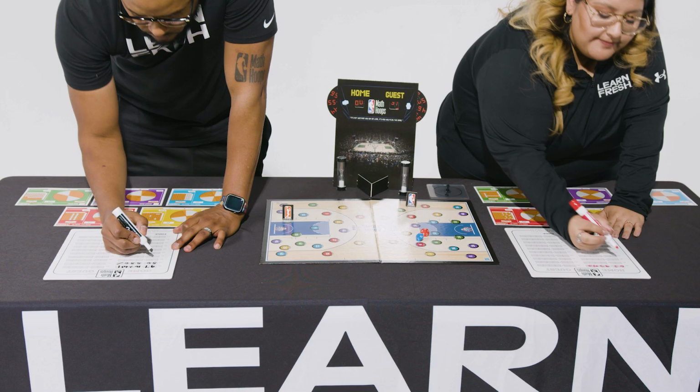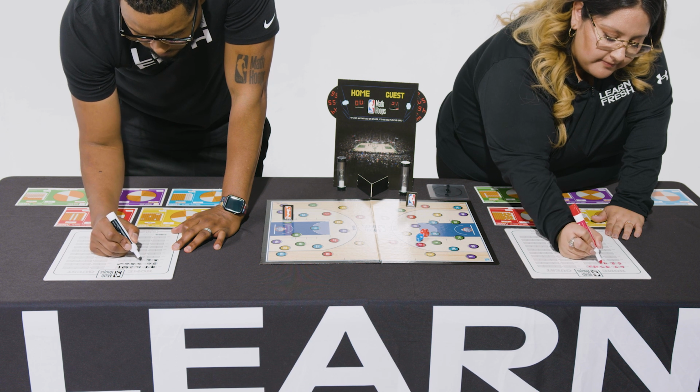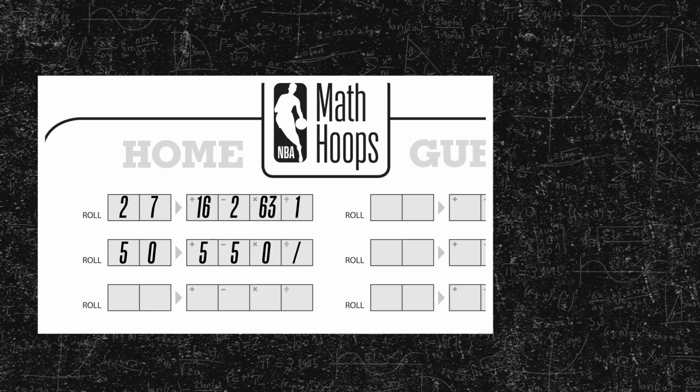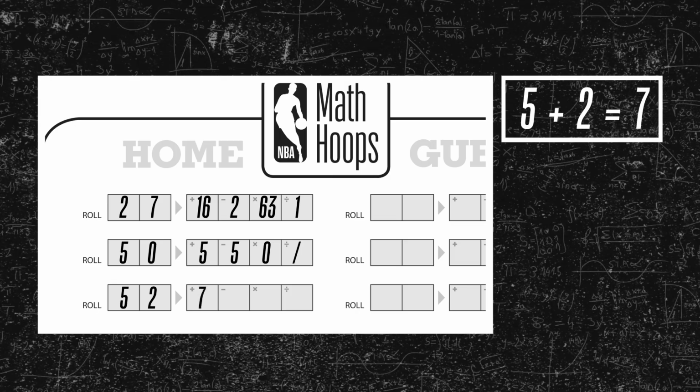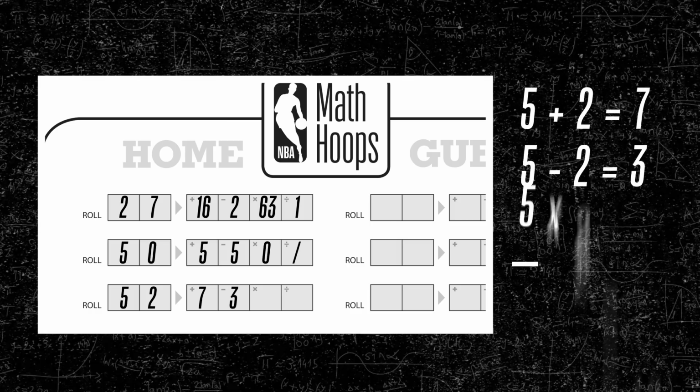I rolled both dice and I got a 5 and 2. Coach Calvin and I are both doing the math on our shot planners at the same time. I'm writing 5 and 2 in the roll boxes, and then I'll do the math. 5 plus 2 equals 7. 5 minus 2 equals 3. 5 times 2 equals 10.